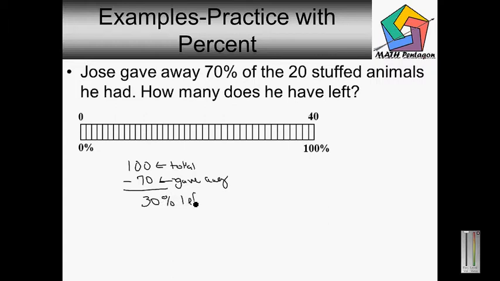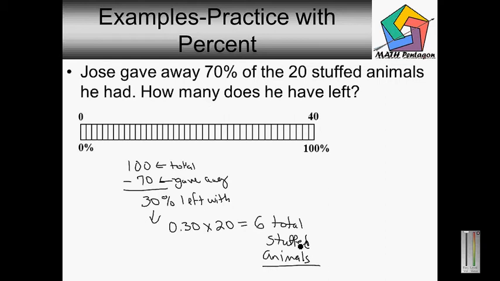So he's left with 30%. So we basically convert 30% to a decimal, so it would be 0.30 times the total number of animals, 20 stuffed animals, so times 20. So it would be 0.30 times 20, and we would get 6 as our final answer. So Jose is left with 6 total stuffed animals. So this is the final answer to this one right here. So 6 total stuffed animals that Jose has left.